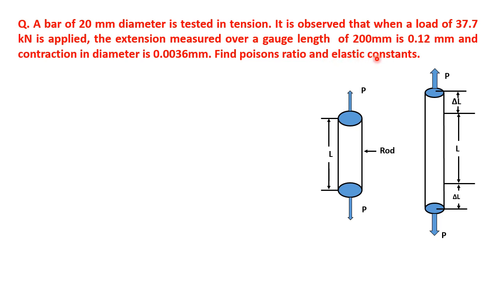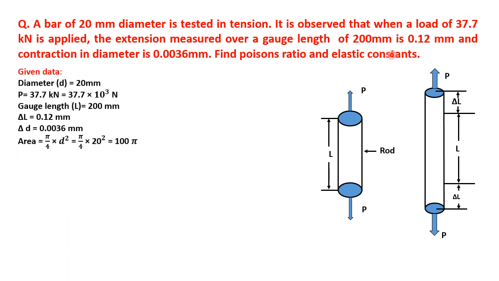In the question it says that we have to find the Poisson's ratio and the elastic constants. Elastic constants are what? That is Young's modulus, modulus of rigidity, and the bulk modulus. So we have to find the Poisson's ratio and the elastic constants. Now these are the given data here.